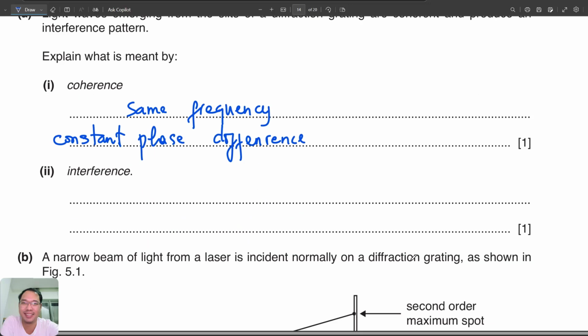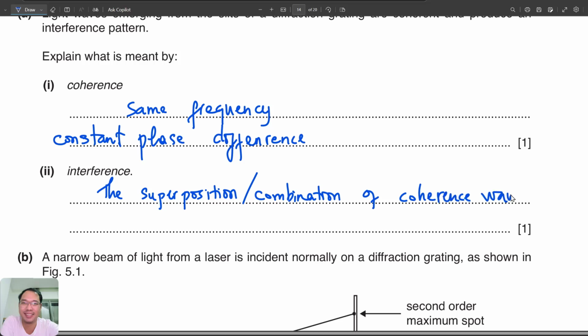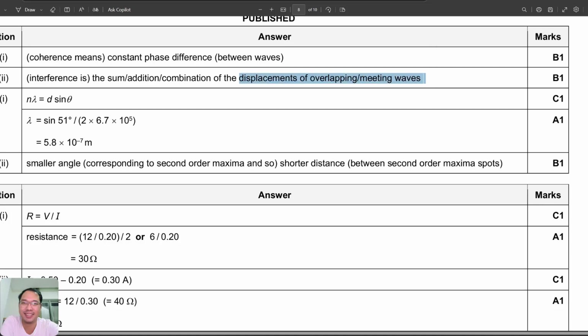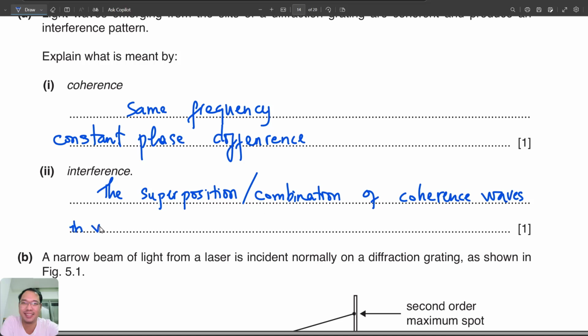Interference. The definition of interference is the superposition, or in simpler words, the combination of two or more coherent waves, in which the resultant wave has a displacement that is the sum of the individual displacements of the individual waves. The mark scheme says combination, displacement, overlapping, meeting waves.